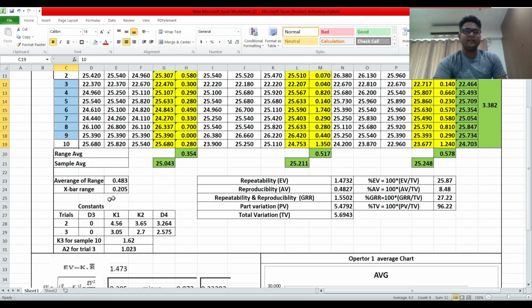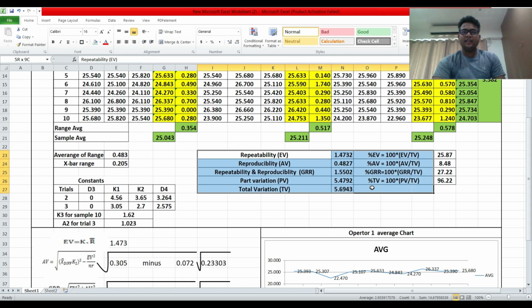So I have written the K3 value is 1.62. Indicators of the R&R: we will calculate them one by one. Repeatability. Repeatability also stands for equipment variation. In this case, the value of EV is 1.472.